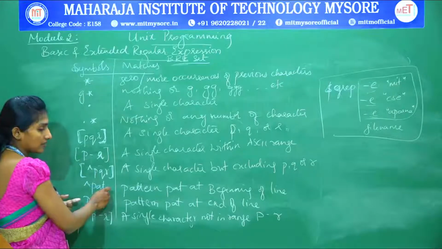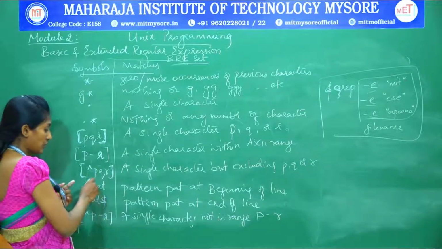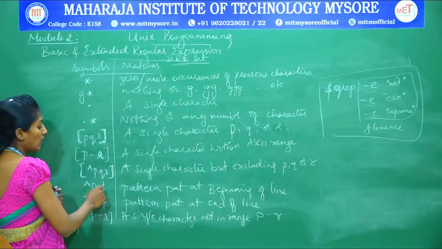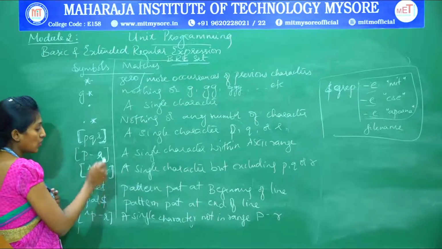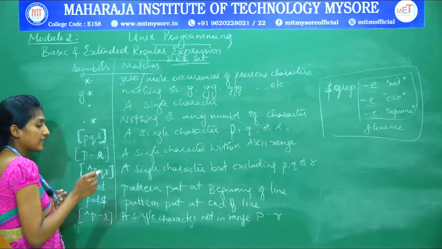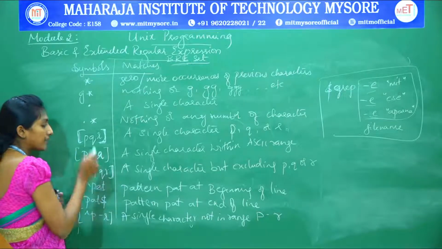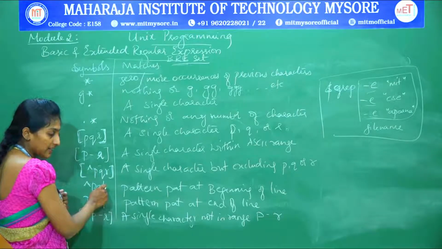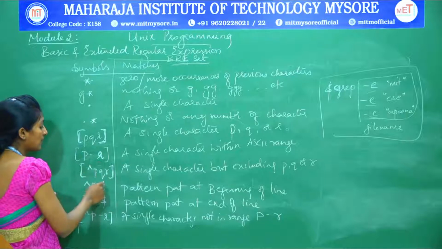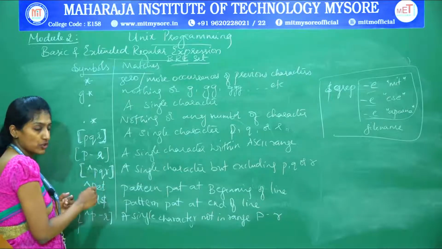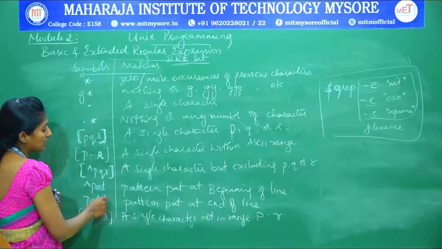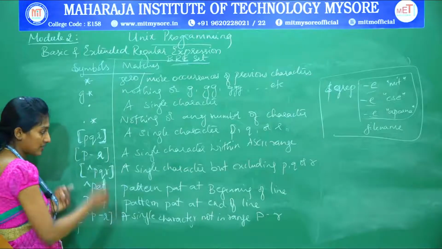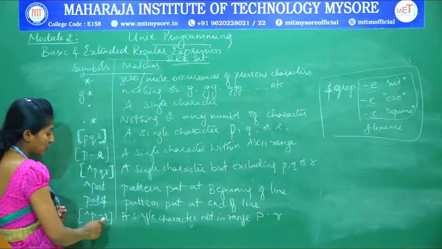Next, circumflex followed by a pattern expression. Whatever characters I have given, it is going to find or match the pattern pat at the beginning of a line. If I have given circumflex followed by any characters, this pattern should always be there at the beginning. Likewise, pattern dollar means this pat should be there at the end of the line. I will explain with examples.